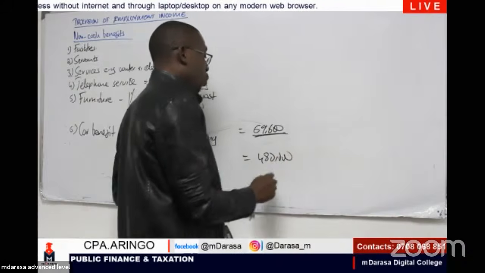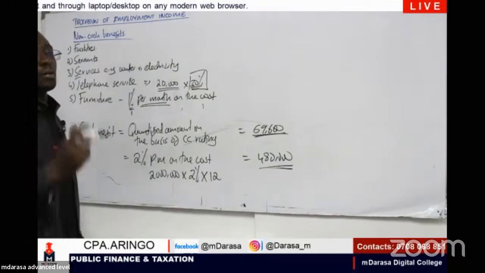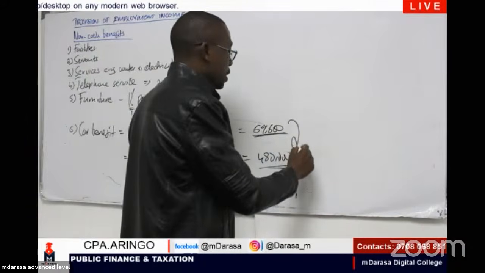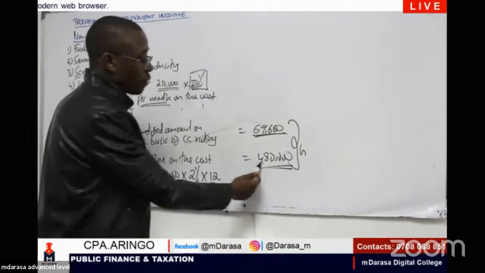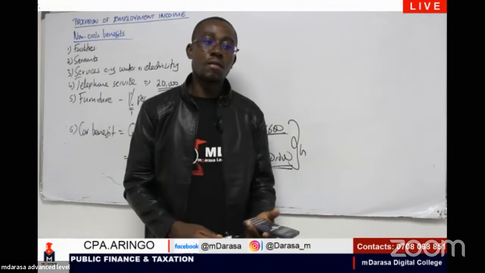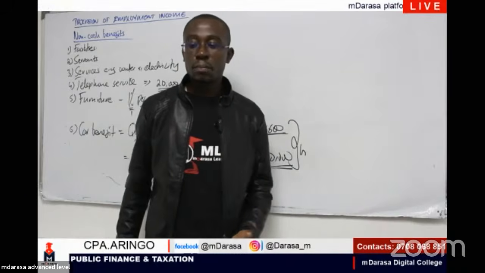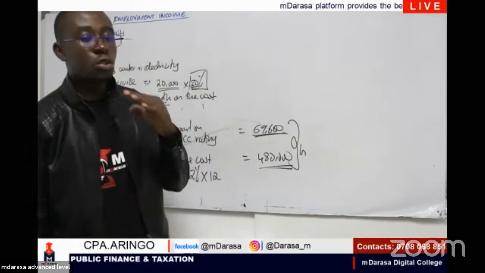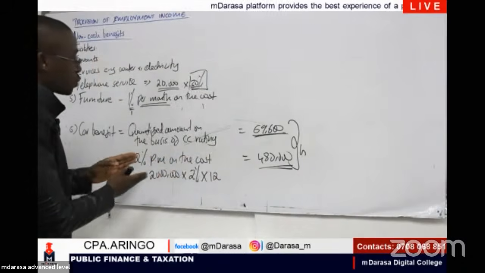So what will we take as our benefit? The benefit that we're going to take for tax purposes is the higher of these two, which is 480,000. So in the event that the employer has provided a car to the employee, you should always have in mind that you'll be required to compute the taxable benefit, and this is how we're supposed to work it out.